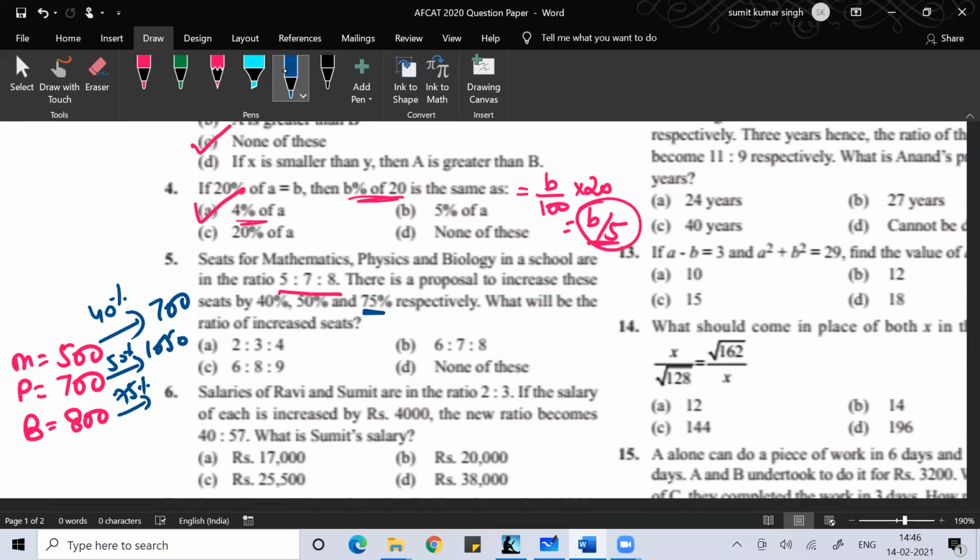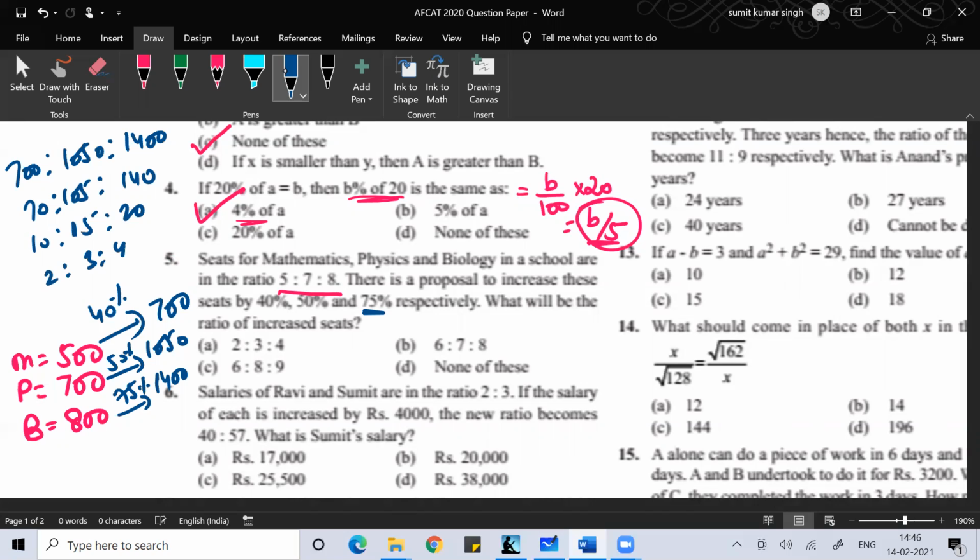1 by 4 is 200. So 600 means 1400. So what is the ratio of this? 700 is to 1050 is to 1400. I can write this as 70 is to 105 is to 140. This I can write as 10 is to 15 is to 20. This is 2 is to 3 is to 4. Then this is your answer.